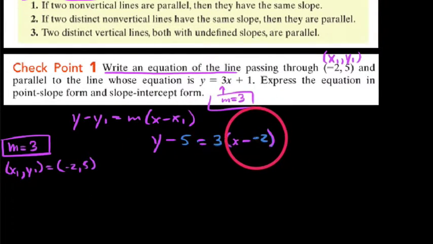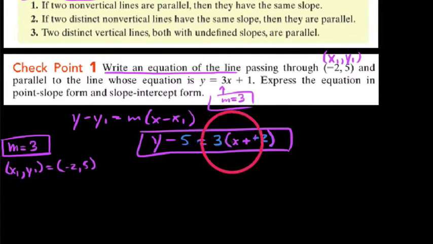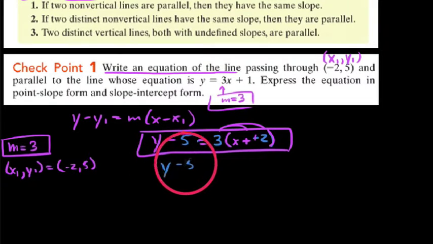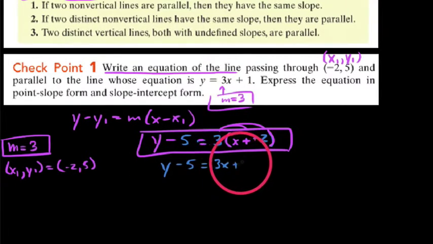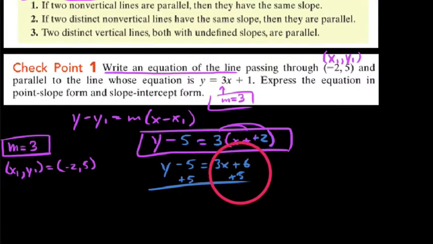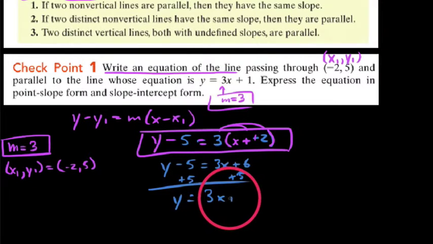So we're going to go ahead and simplify this, because we wanted it both in point-slope form, which, congratulations, we have, but we're going to distribute and simplify as well. So we have y minus 5 equals 3x plus 6. And then we're going to add 5 to both sides. We say add 5, add 5. And what we get is this in slope-intercept form, y equals 3x plus 11.